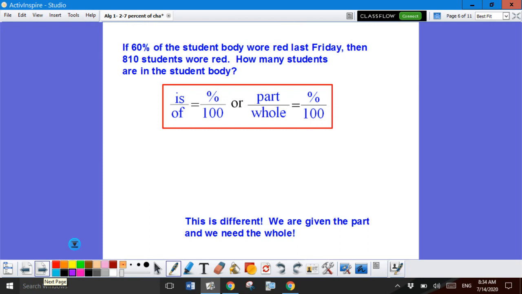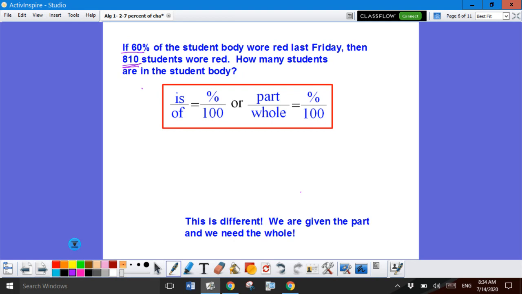All right, now let's take a look at what happens when we have a different type of problem, because sometimes we'll see situations where it's not really a percent of change problem. They're actually giving me a problem which is an is or an of, a part and a whole. So I can read a problem and figure out, is it a new and original, or is it a part and a whole situation? Okay, so if 60% of the student body wore red last Friday, then 810 students wore red. How many students were in the student body?